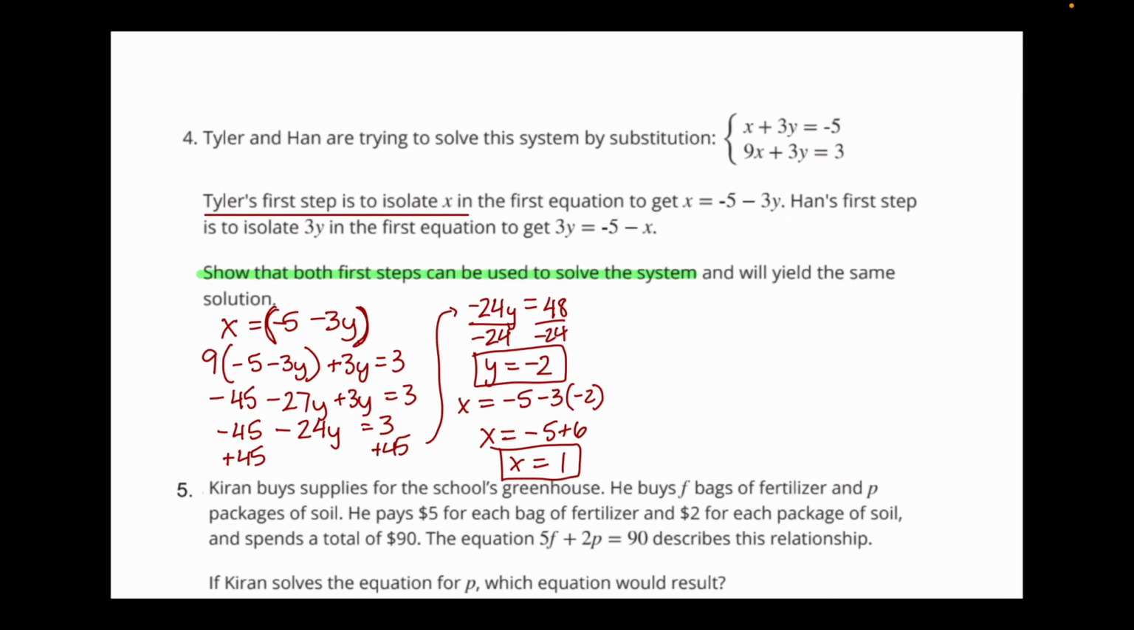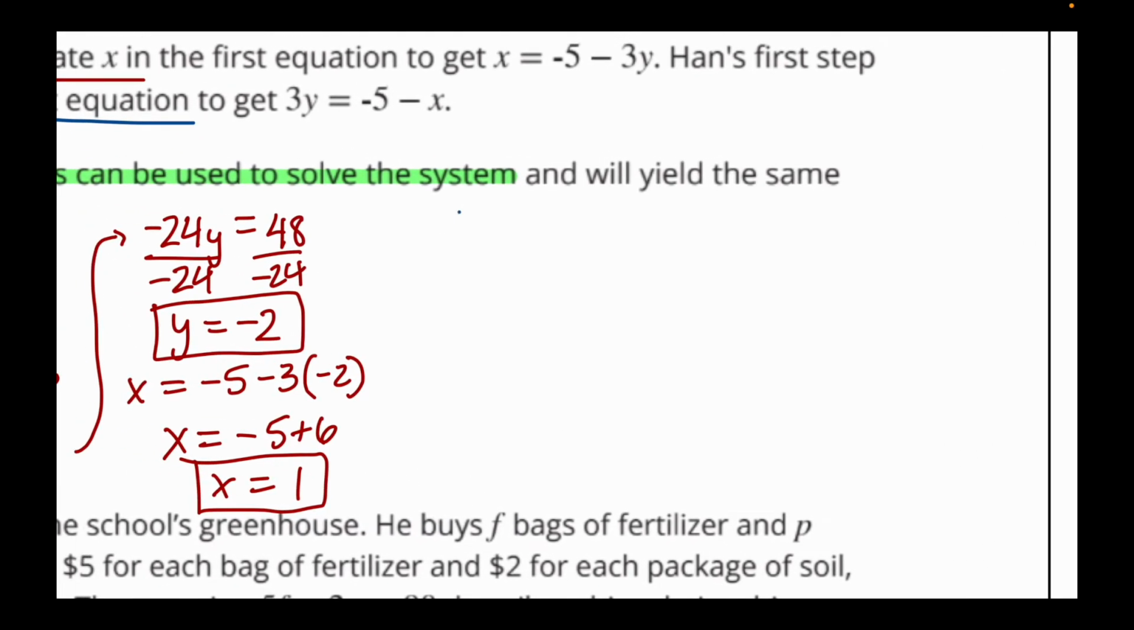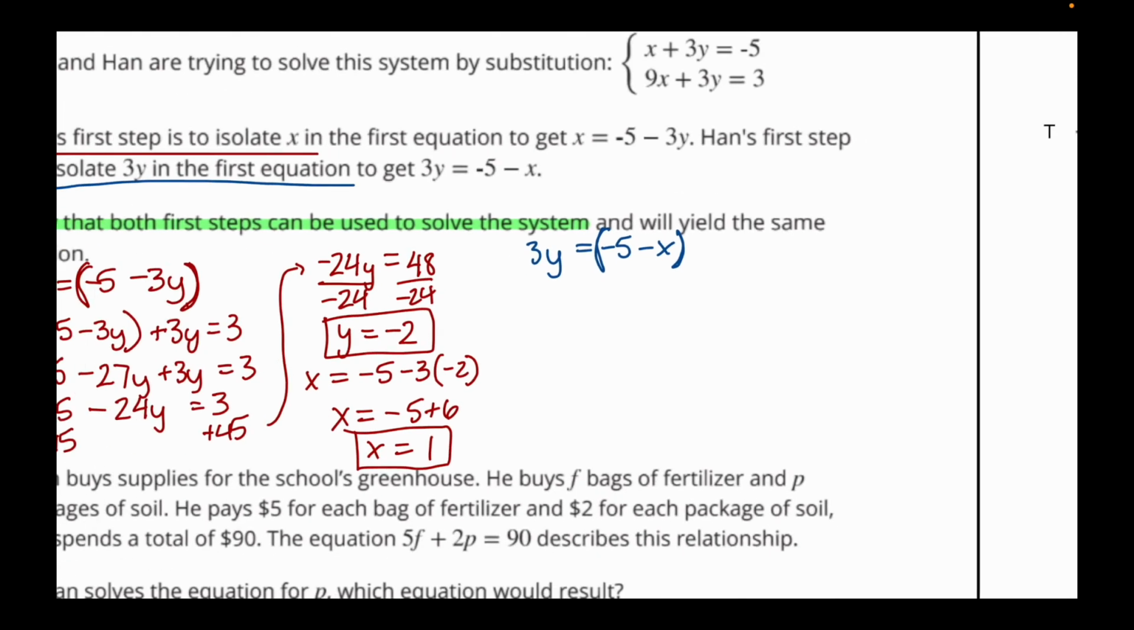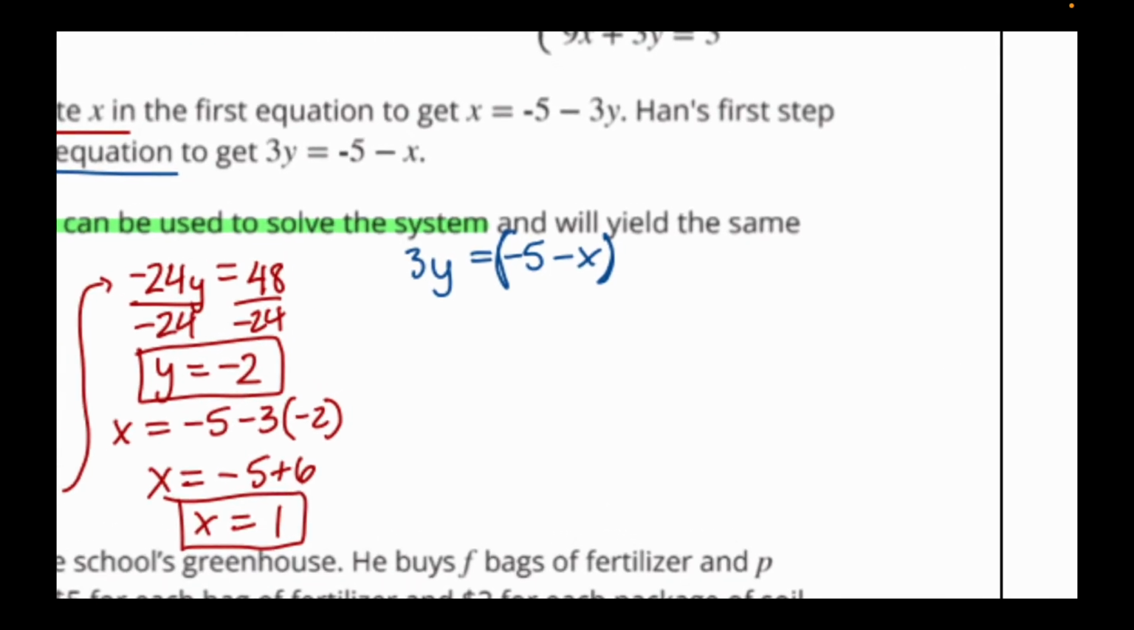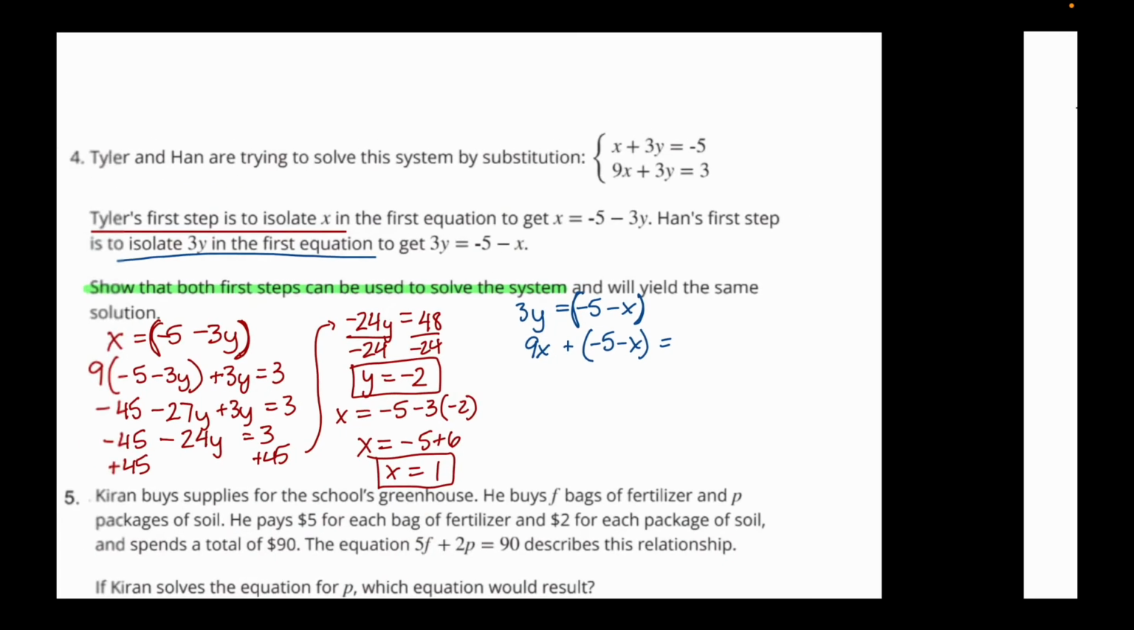Now I'm going to use Han's method and show that way instead. So Han's first step is to isolate 3y in the first equation. And Han is using 3y equals negative 5 minus x. So 3y is teaching class, and the substitute here is negative 5 minus x. The second equation is 9x plus 3y. So 9x is going to stay the same, but instead of 3y, we're going to have plus negative 5 minus x. And that's going to be equal to 3.